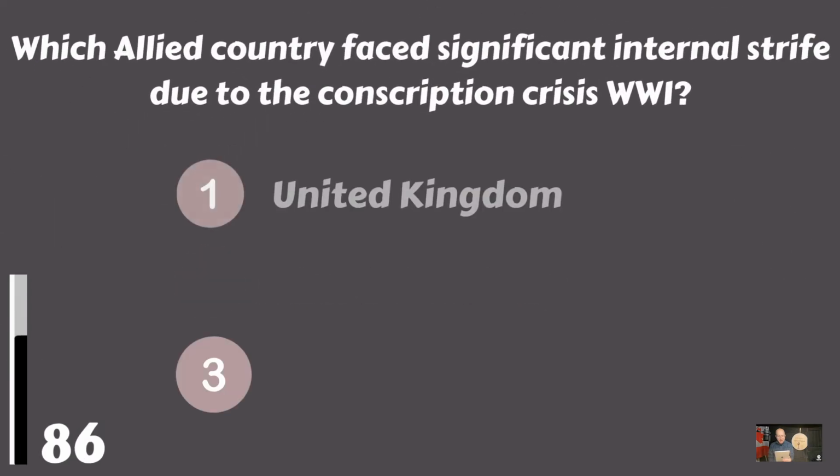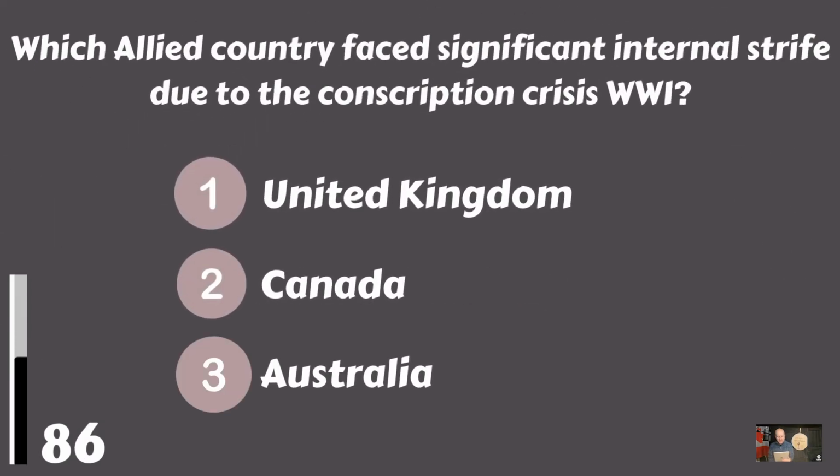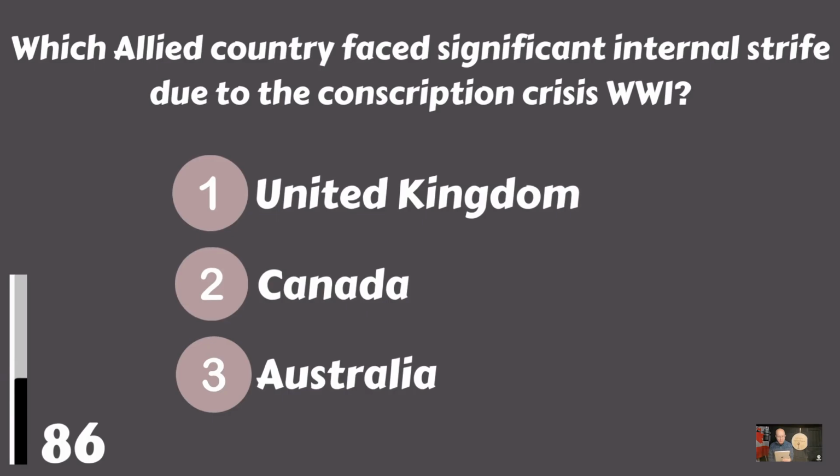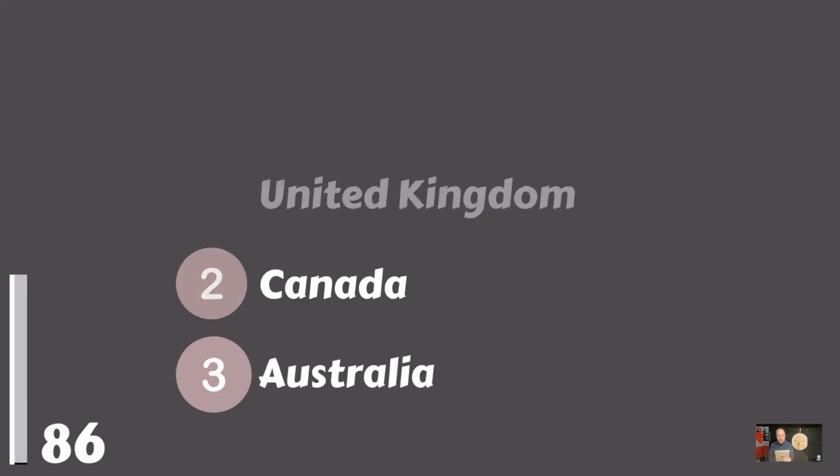Which Allied country faced significant internal strife due to the conscription crisis of World War I? Was it the United Kingdom? Was it Canada? Or was it Australia? And that country was Canada.